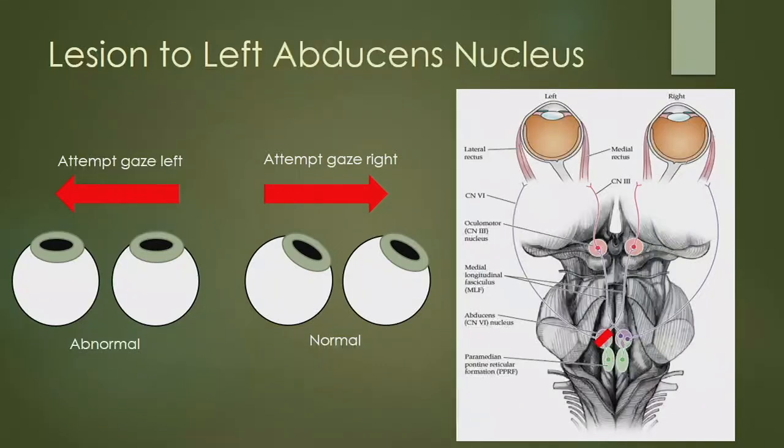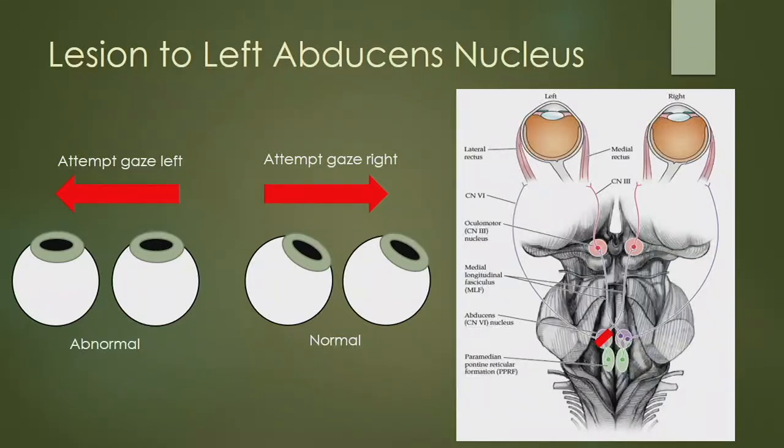Now, if you have a lesion just to the left abducens nucleus, if for some reason you had a lesion just there instead of the PPRF, you'd see the same thing because it's necessary for coordinating the signal to both the lateral rectus and the medial rectus on the other side.